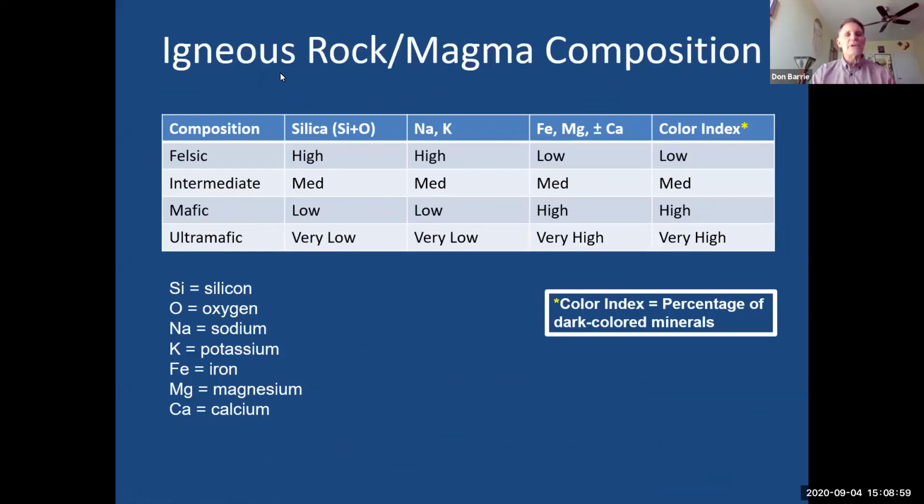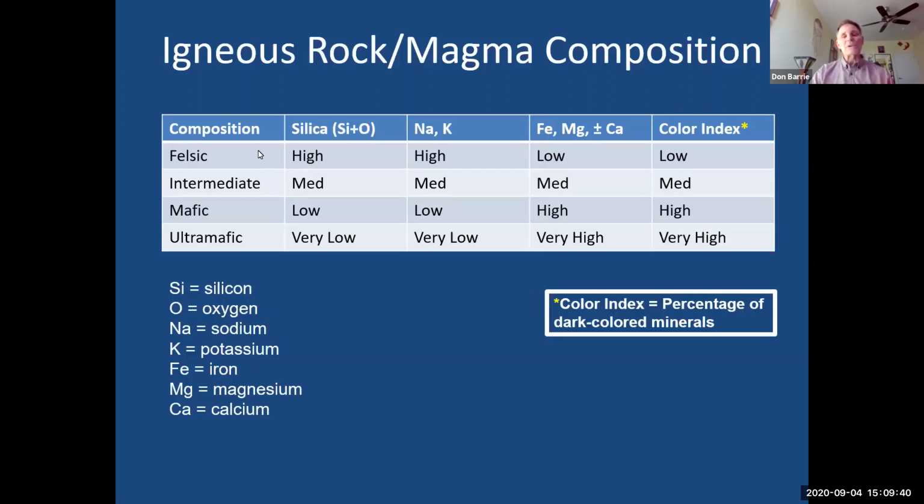So this just reiterates something that we saw on the last slide, and also adds a little bit more information about the compositional component of igneous rocks. Again, rocks of felsic composition are enriched in silica, that is silicon and oxygen, but as a rule, felsic rocks also tend to be enriched in both potassium and sodium. They tend to be low, that is depleted in iron and magnesium and usually calcium as well. Because, as we said before, felsic rocks are light colored, they have a low color index. That just means that they have a low percentage of dark colored minerals.